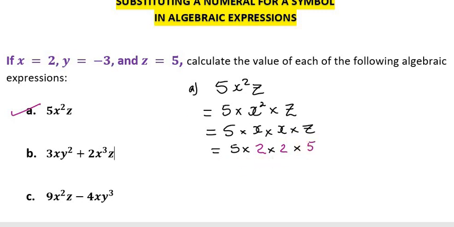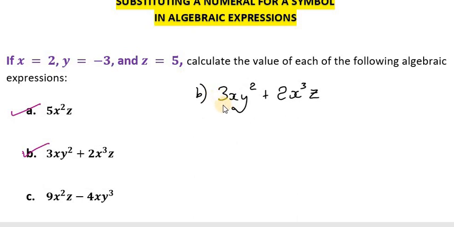And then we simplify our expression. So we know that 5 times 2 is 10. 10 twos, 20. 20 times 5 is 100. And that is our first solution. Now let's look at question B.